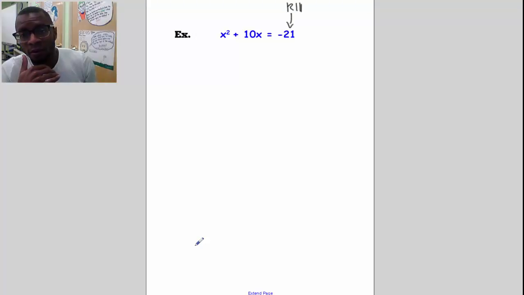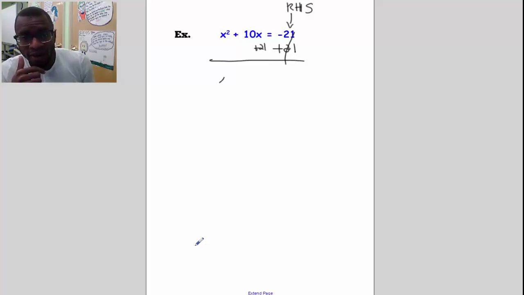So we must do a little manipulating first to make sure that this right-hand side is 0. In order to get this 0, we need to do the additive inverse. So I'm going to add 21 to both sides of my equation.